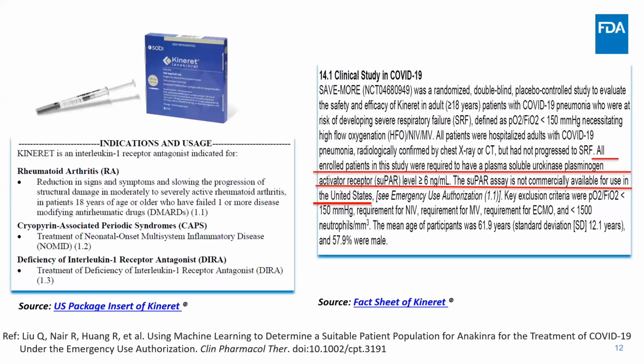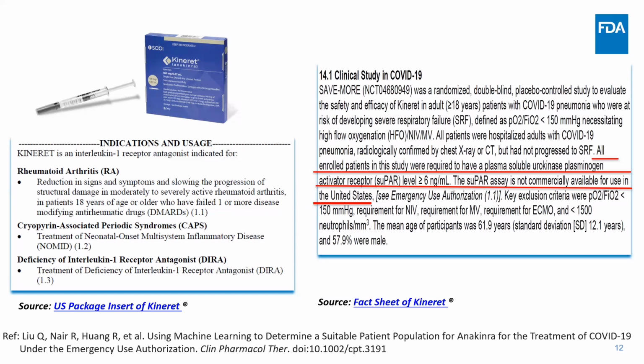Maybe I will give some background on anakinra. This is a COVID drug. Anakinra is an IL-1 receptor antagonist, and this drug was actually approved for other diseases, a lot of them related to autoimmune disease. The company used a repurposing strategy to demonstrate this treatment could be used to treat patients with COVID pneumonia who are at risk of developing severe respiratory failure.